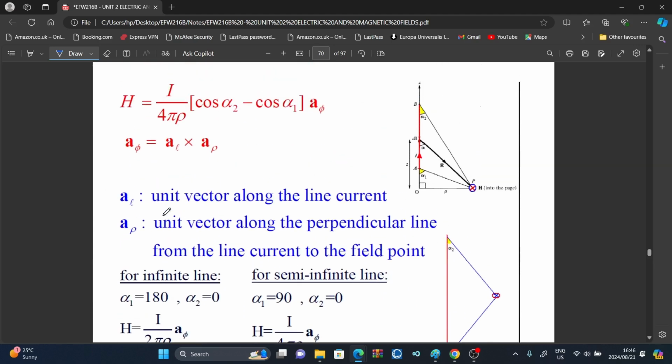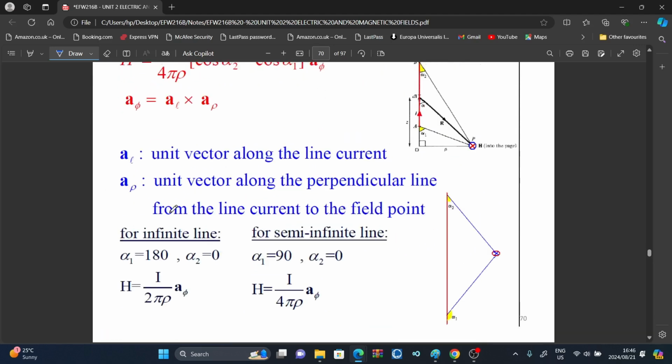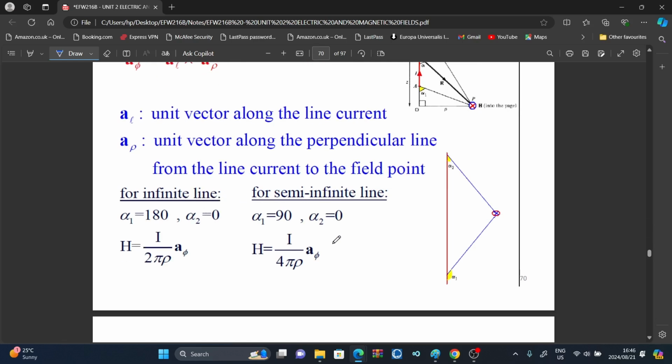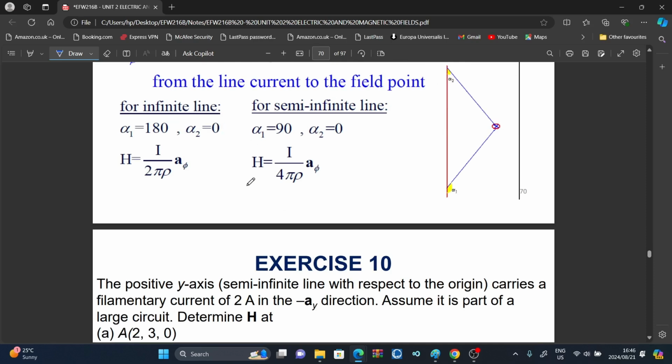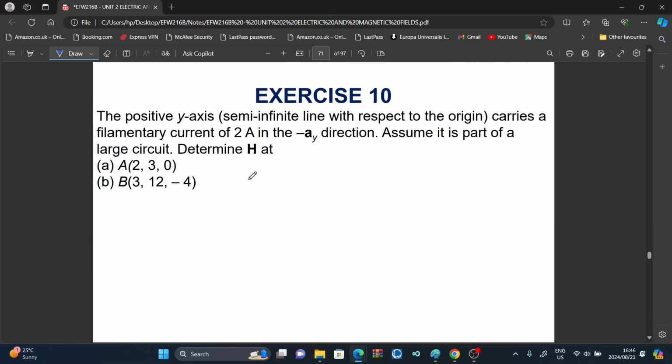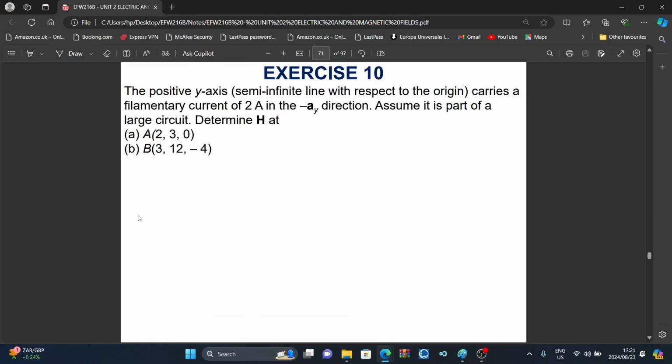Yeah, and then as you can see, you can also read through for an infinite line or for a semi-infinite line. It's also given, there are two conditions, so we'll do that also. Then let's go to exercise 10. So guys, I will start with exercise 10.